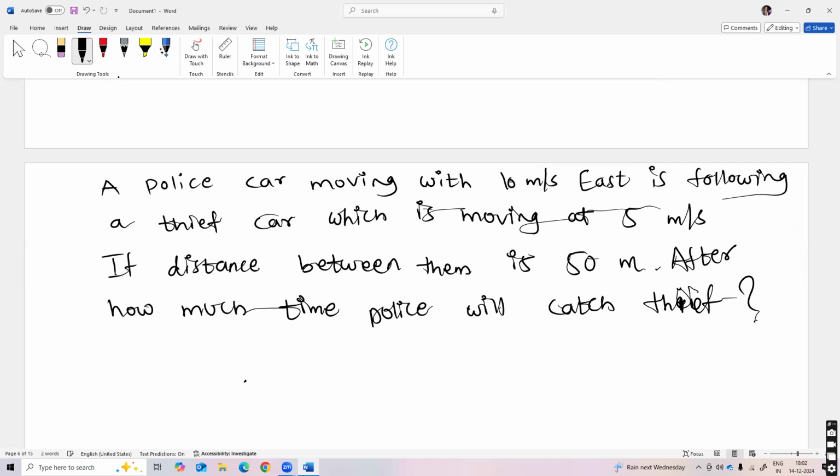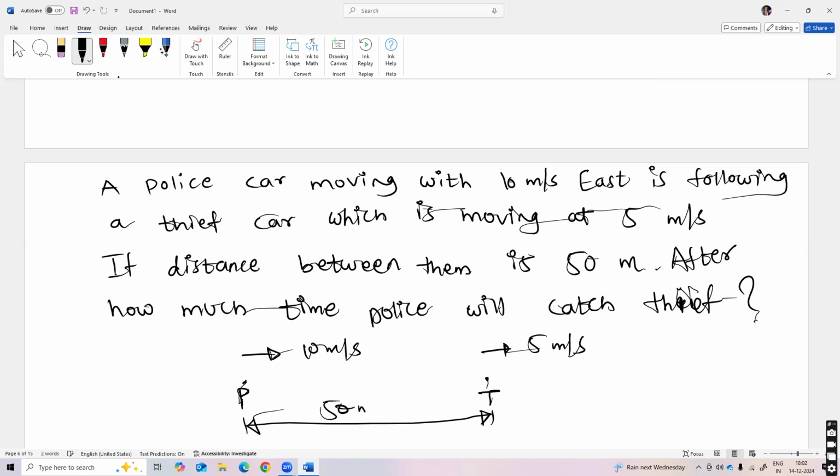So there is a police car, let's write it as P, which is moving towards east at 10 meter per second. And there is a thief car, let's write it as T, which is also moving towards east at 5 meter per second, and the distance between them is 50 meter. So tell after how many seconds or maybe minutes the police will catch the thief.